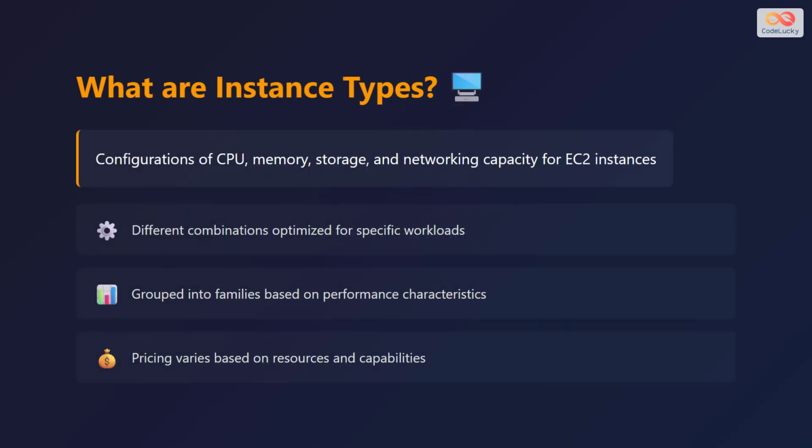So what exactly are instance types? Instance types are essentially configurations of CPU, memory, storage, and networking capacity for your EC2 instances. Think of them as different computer specifications tailored for specific needs. These configurations are grouped into families based on their performance characteristics, and each family is optimized for different types of workloads. The pricing for these instance types varies depending on the resources and capabilities they provide.